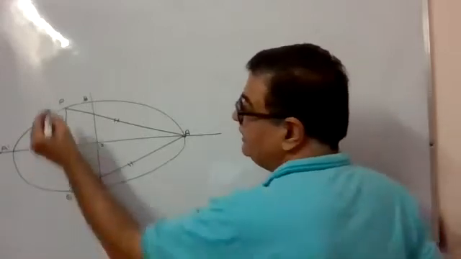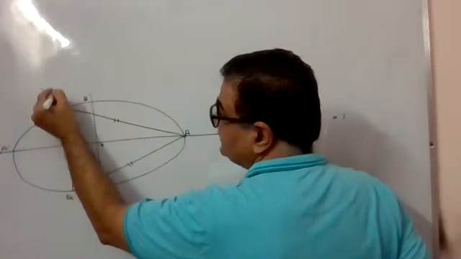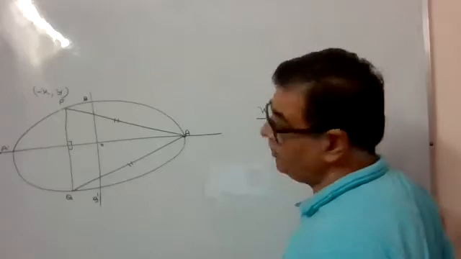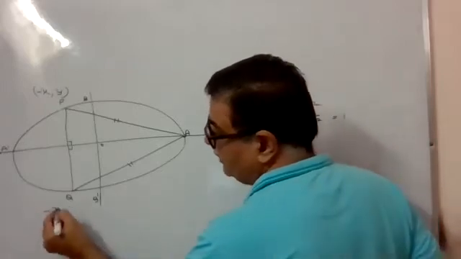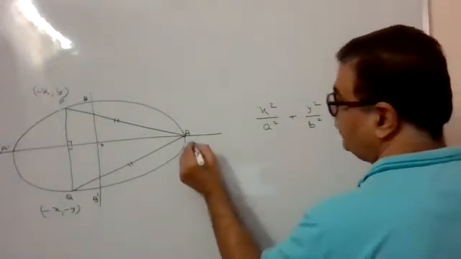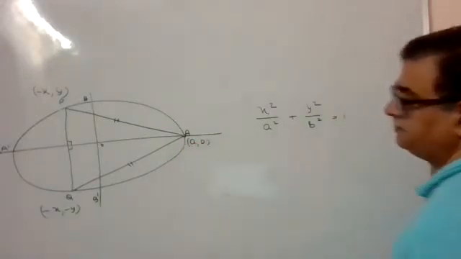Clear? And let the coordinate of this point be x comma y as it is here in this, so we can write minus x comma y. Here we have the coordinate minus x comma minus y. And this point we have a comma 0.